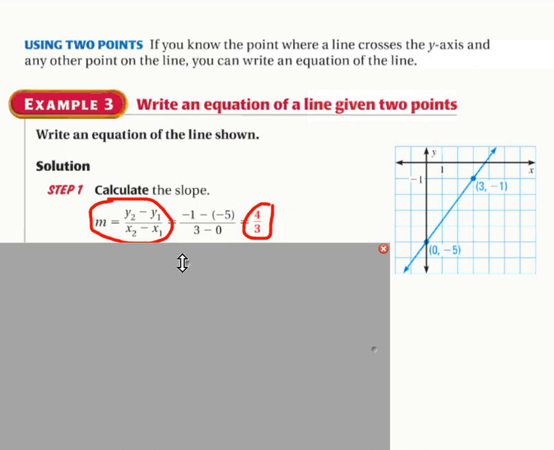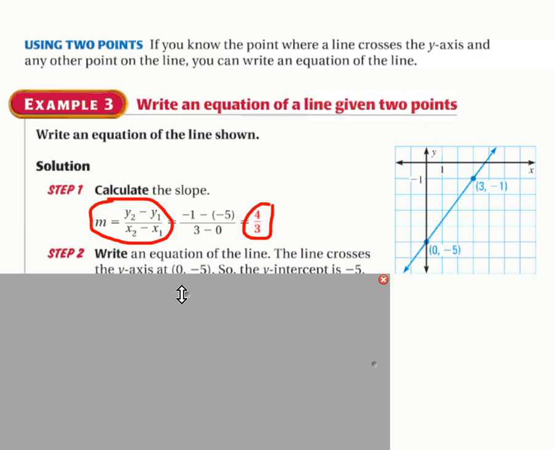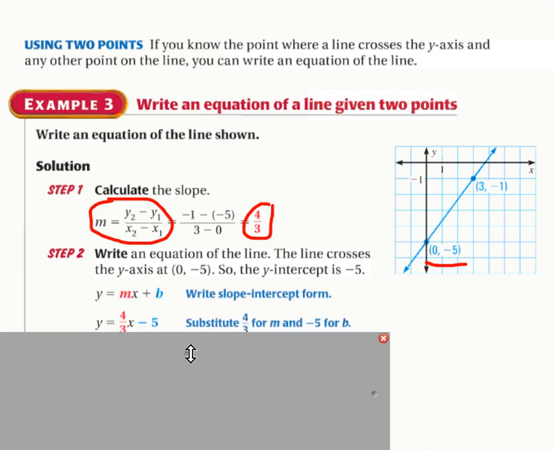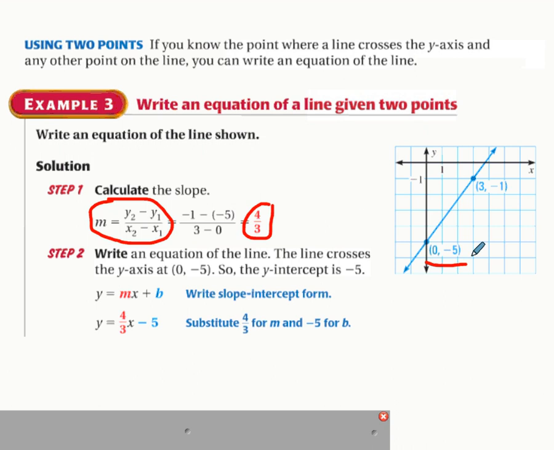My next step, after I calculate the slope, is to figure out where it crosses over the y-axis. In this case, I know that it crosses over at -5. So the intercept is -5, which means I can plug in my information now to the y equals mx plus b. y equals 4/3 x minus 5 would be the solution to my line, given 2 points.